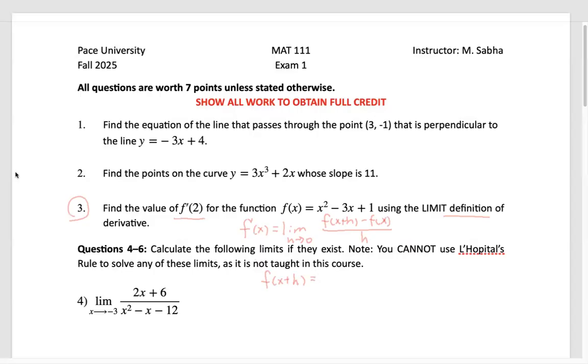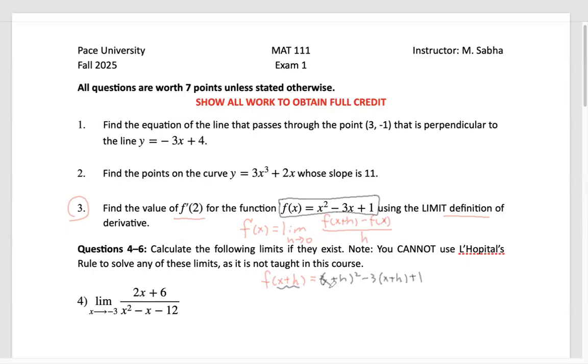So the input now is x plus h. The function is the same. How is the function acting? They said square the input, minus 3 times the input, then plus 1. So now the input is x plus h. So we do x plus h squared minus 3 times x plus h plus 1. Then we need to simplify.